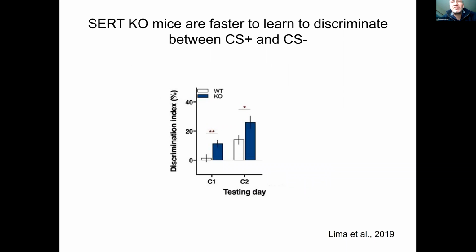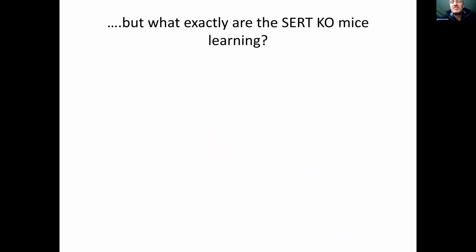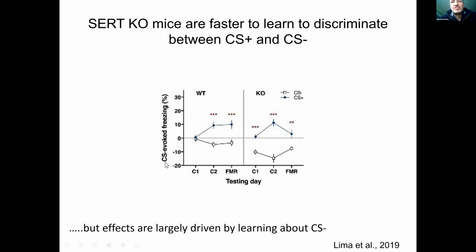Okay, so what exactly are the SERT knockout mice learning? If we break this discrimination index down in terms of how they respond to the CS plus and the CS minus, we see something very interesting. Responding to the CS plus across conditioning days is very similar in the wild types and the knockouts. So the rate at which they learn about the CS plus leading to shock is actually very similar. And where they differ is how they respond to the CS minus. You can see that even on the first day, the knockout animals are moving around much more, so freezing less, when the CS minus comes on compared to the wild type animals, suggesting that they might be faster to learn about cues that predict that the bad thing isn't going to happen.